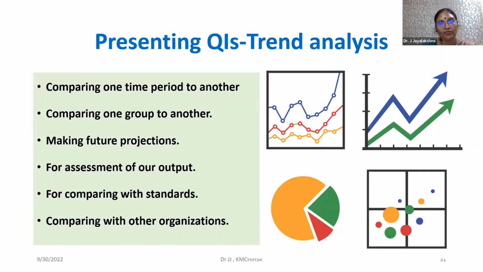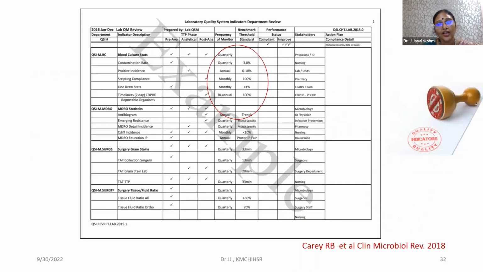So you compare from one period to another, one group to another. You will be able to do some future projections also for assessment of your outputs, comparing with your standards as your benchmark, and comparing with other organizations. So you should be doing this trend analysis. Again, the same document also gives this as an example. I think you should go back and see this document. It's beautiful. It gives you how to review this.